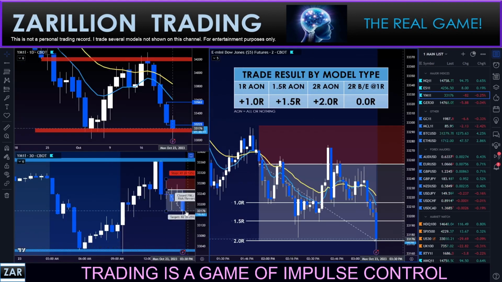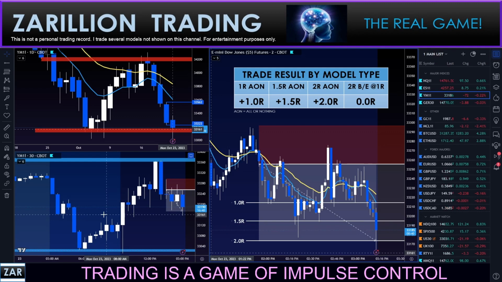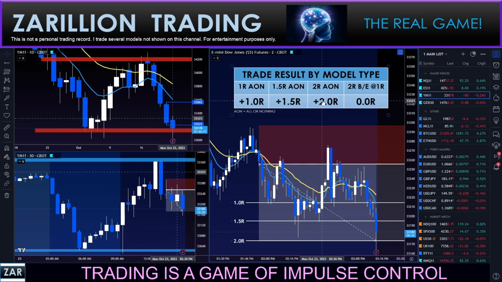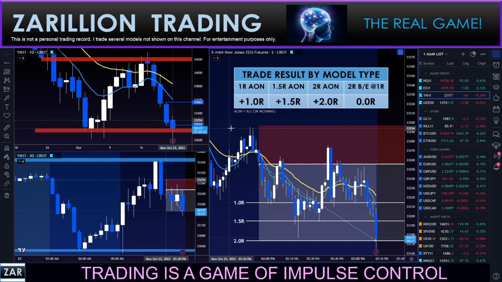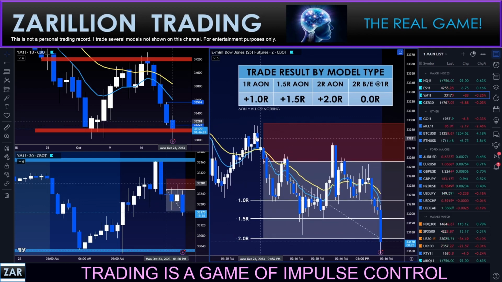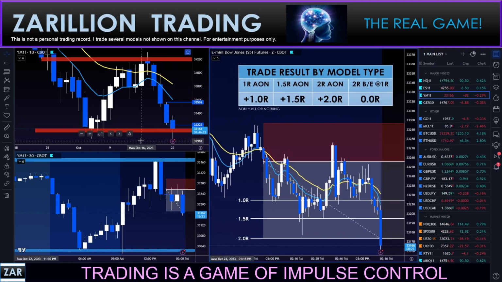And we're done, guys. Target 3, 2R, has been hit. So the 2R all or nothing trader has made full profitability. 3 traders did well. And the 2R moved to break even at 1R, of course, was break even. That's a nice 82-point win on the Dow. Second trade of the day. I'm probably done for the day, guys.